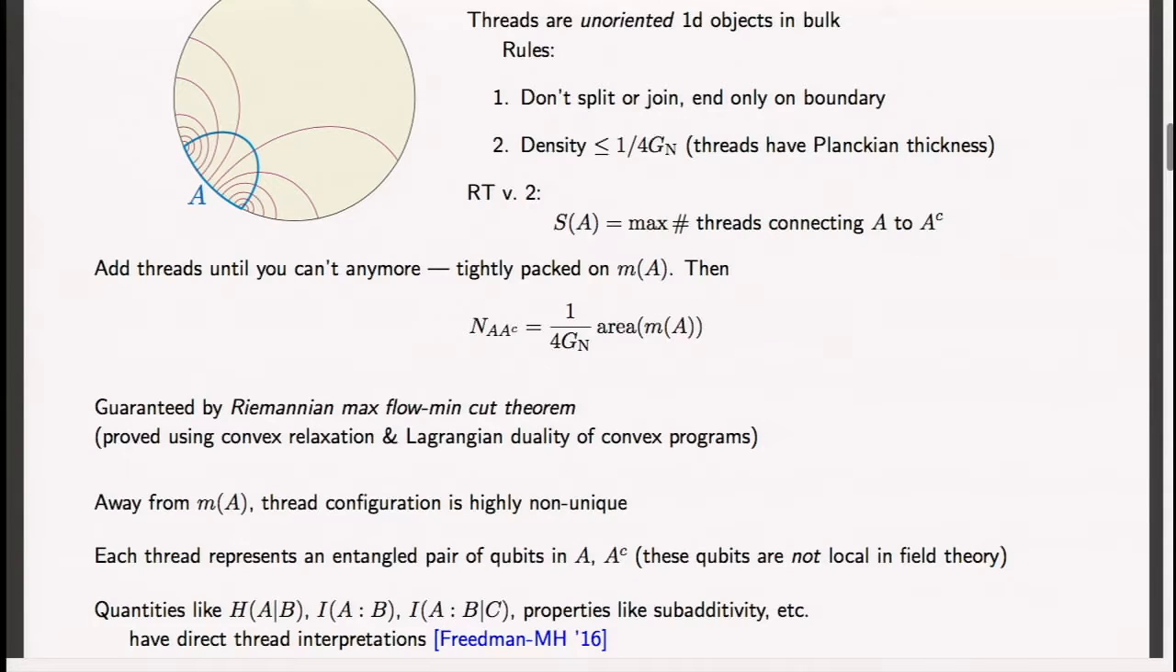Now there's a few facts that are very, very important to know. The first one is that I said the thread configuration is highly non-unique. The thread configuration is tightly packed on the minimal surface, but away from the minimal surface, you are not saturating that bound, and so there's a lot of freedom. So these threads are very floppy, they can move around, and in particular, the place where they end on the boundary is not at all fixed, and that's crucial.